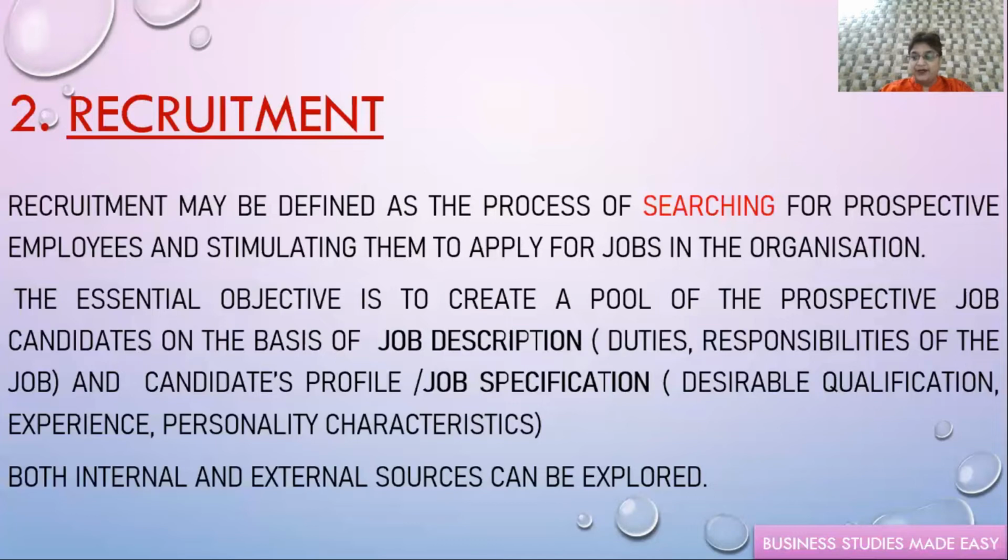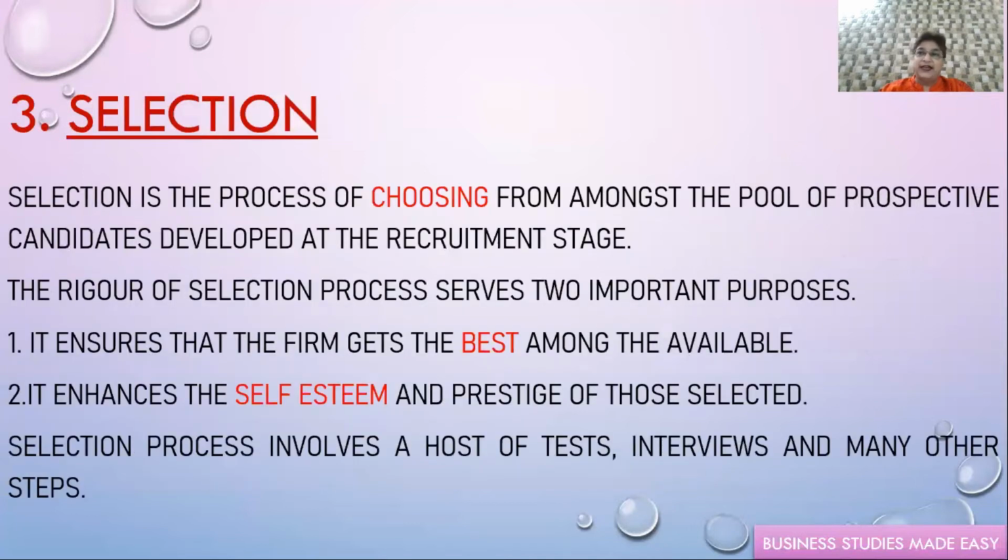So the second step is recruitment, and then comes selection. When we say that recruitment is a positive step, selection is called a negative step, because in recruitment we call everybody, we invite everybody to come and apply for the job, and in selection, out of so many people who have applied, we select a few and keep a few in waiting, and the rest we all reject. So selection is called a negative process.